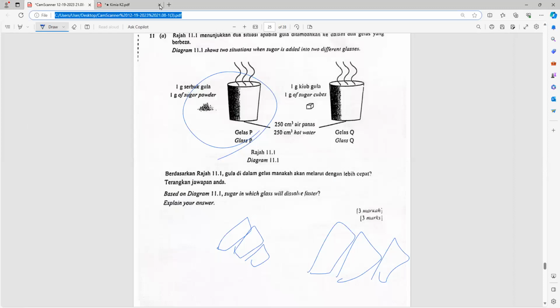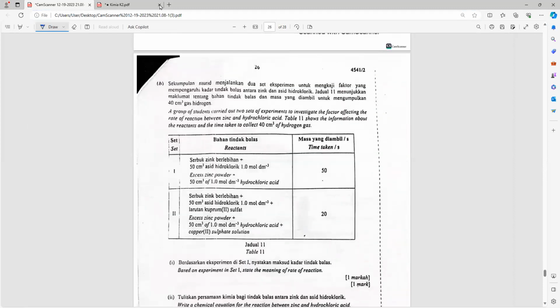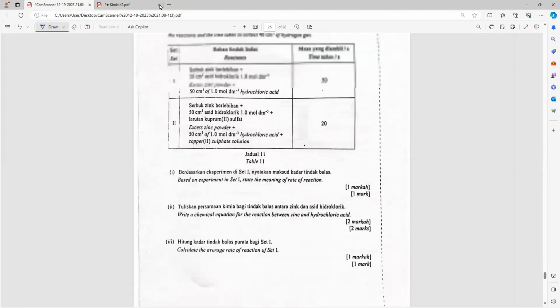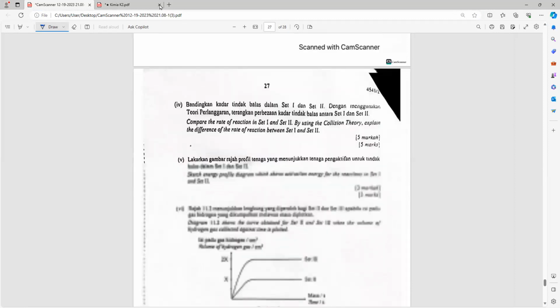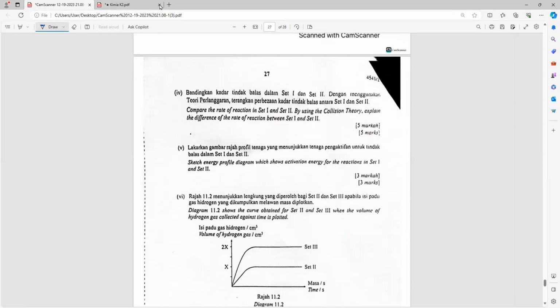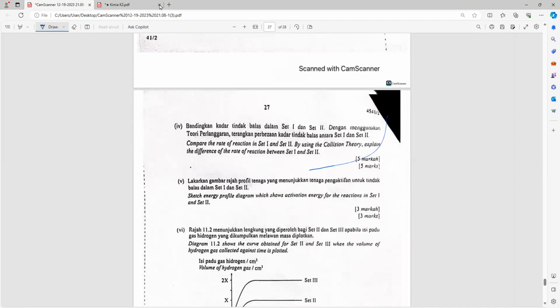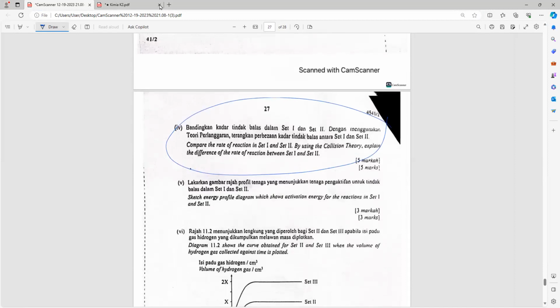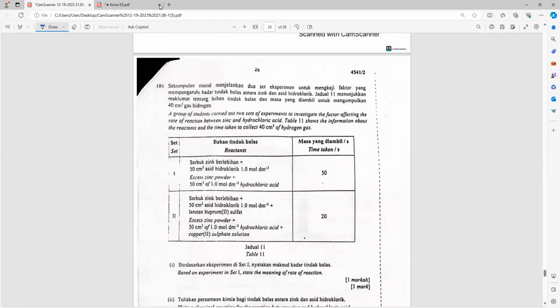All right. Any questions that you want to ask so far? Can you all do these questions? Okay. Collision theory here. Let's look at set 1 and set 2. You tell teacher, what is the difference here for the collision theory? What is the factor?